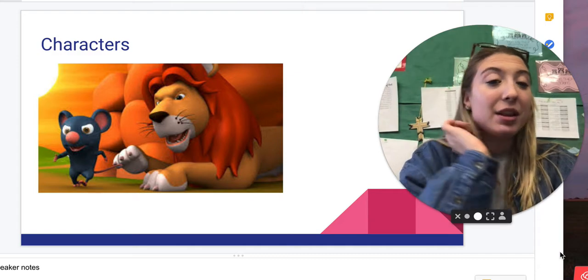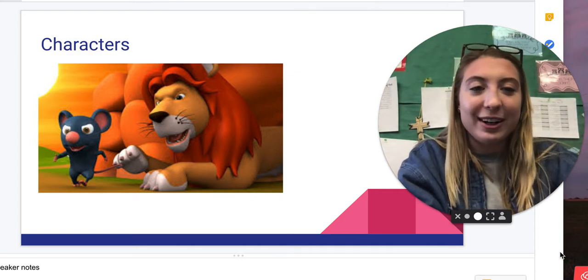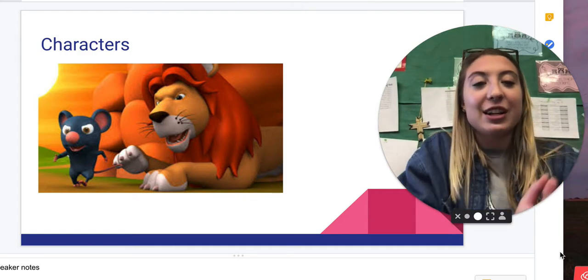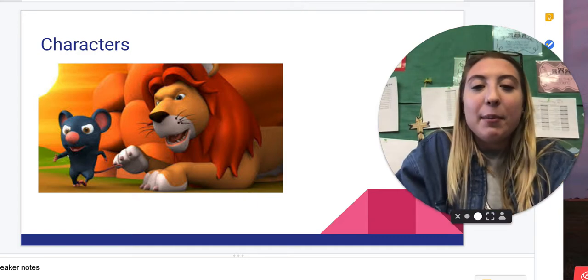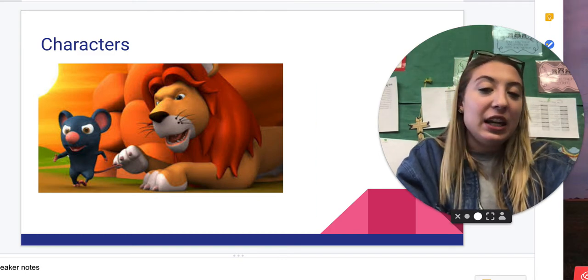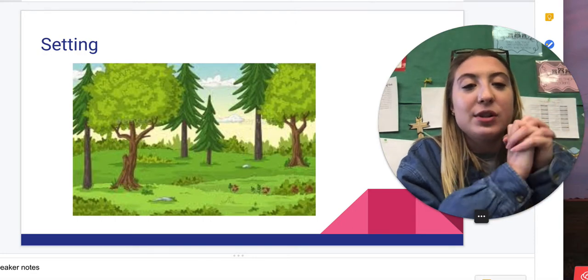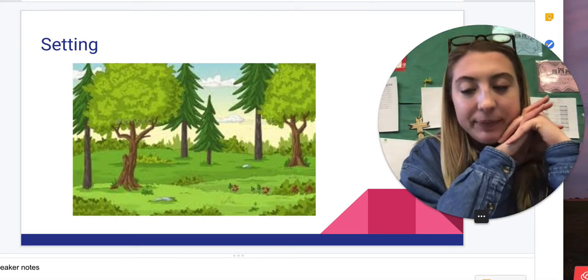And without them in the book, it wouldn't be the mouse and the lion story. So they're our main characters. That's who the story was about. But now, where did the story take place? They didn't say where, but we can use context clues to figure out where the story would take place.